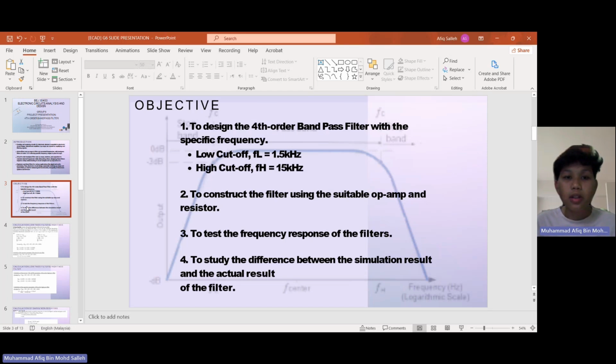For the objectives: first, to design the fourth-order bandpass filter with the specific frequencies, low cutoff FL equal to 1.5 kHz and high cutoff FH equal to 50 kHz. Second, to construct the filter using suitable op-amps and resistors. Third, to test the frequency response of the filter. And last, to study the difference between the simulation result and the actual result of the filter. So I will go to the next.